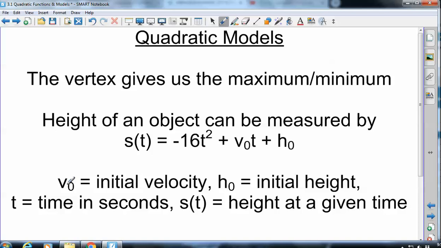This comes from physics, so if you've had a physics class, you might have seen this equation before. V sub 0 represents your initial or beginning velocity here. H sub 0 is your initial or beginning height. T is time measured in seconds, and s of t is our height at a given time. Yeah, we did very simple versions last year.